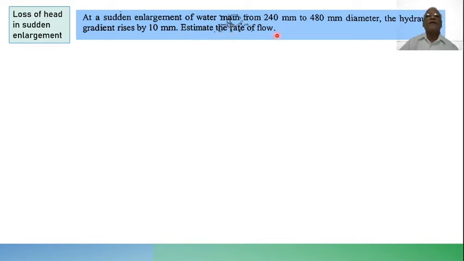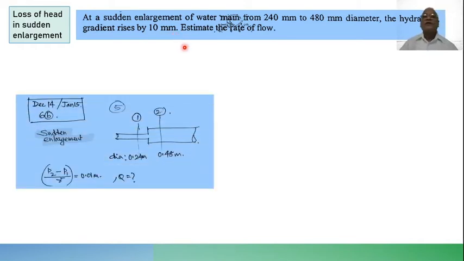Now how to solve this? The hydraulic gradient rises by 0.01 meter, or 10 millimeter. Let's see how to go ahead. This is a December 14, January 15 question paper itself, right? So here, sudden enlargement, the earlier diameter is 0.24, next it is becoming 0.48.